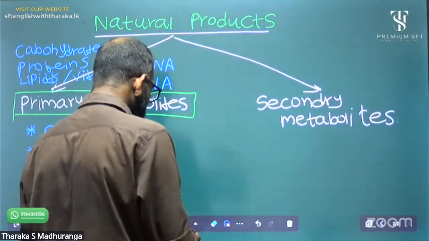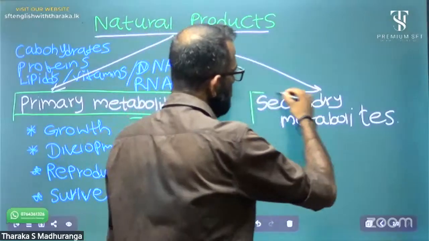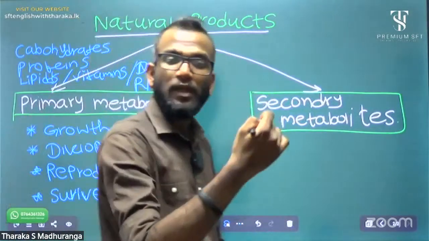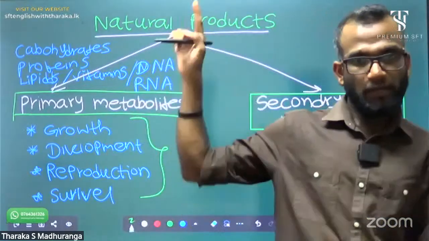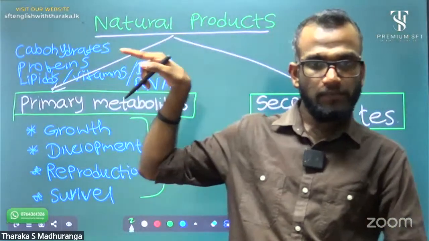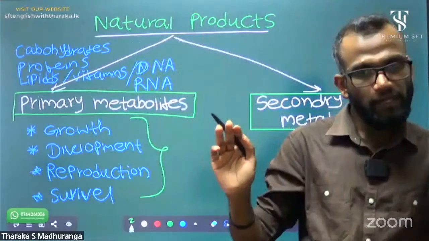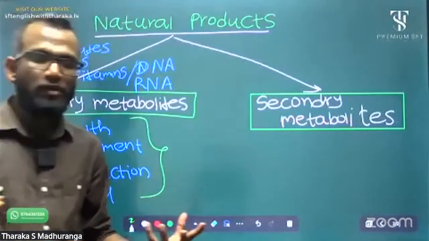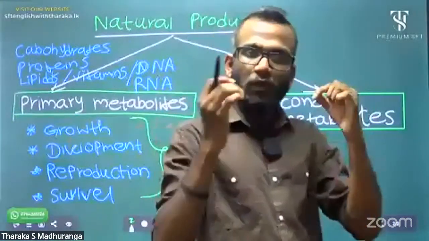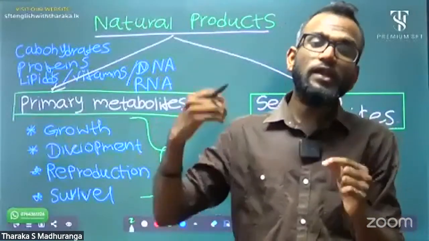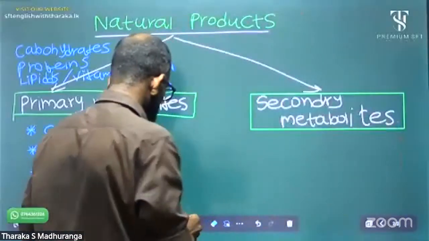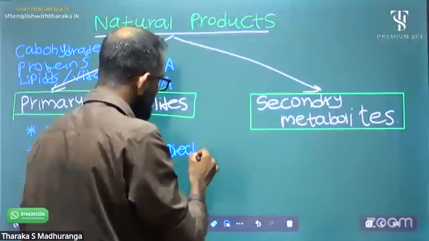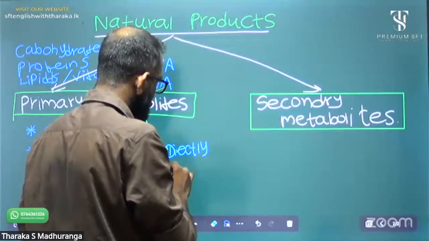Secondary metabolites are organic compounds. That means all natural products are organic, so secondary metabolites are also organic, right? Secondary metabolites are organic chemical compounds which are produced by organisms. They are not directly involved in growth. Primary metabolites are directly involved, right?